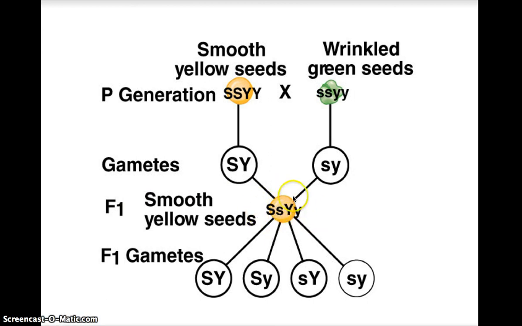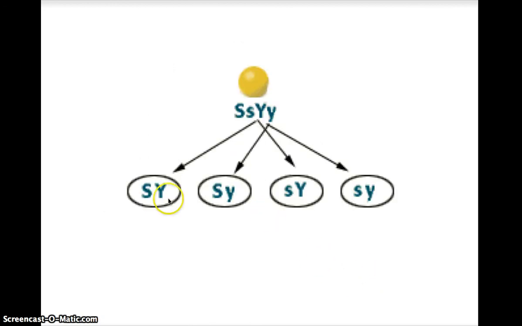So this is a heterozygous situation where you've got a smooth and yellow plant, but it can now produce 4 different types of gametes based on how they segregate and independently sort themselves. So you could combine the big S with the big Y, the big S with the little y, or the little s with the big Y, or both recessive alleles could sort themselves into the same gamete. And so you'd end up with something like that.